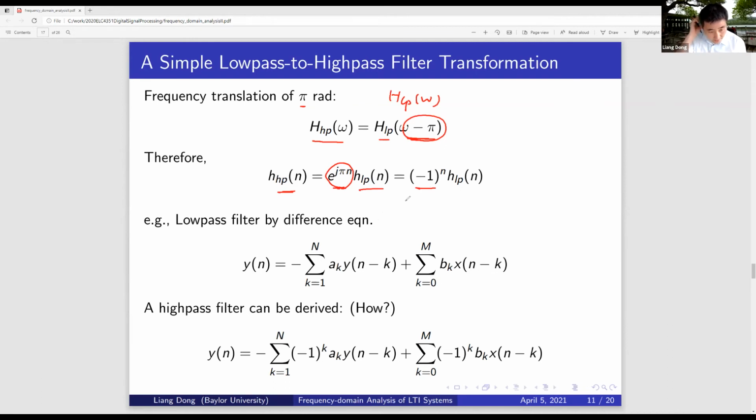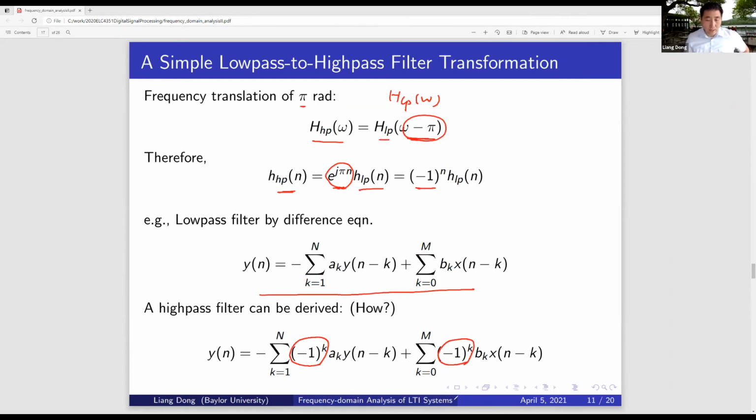So an example is here. For example, if I have a low pass filter given by this difference equation, a high pass filter can be easily derived. How to do that? We know that I can simply put a (-1) to the power k here. That's how we simply generate a high pass filter.